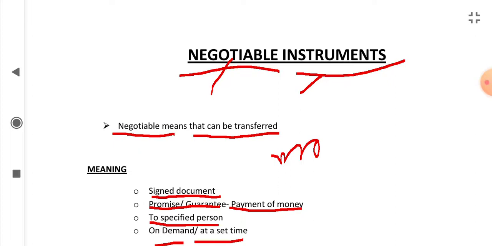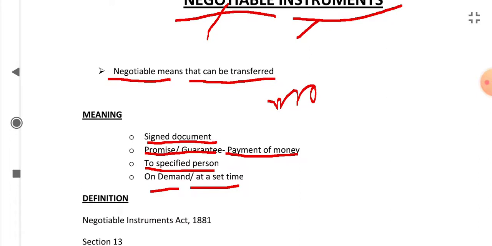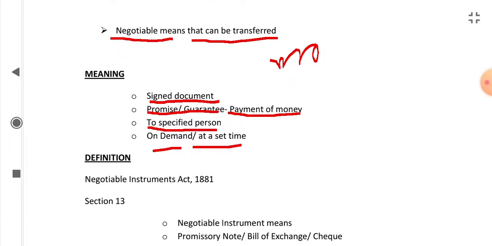If the time period is specified in the instrument, then the payment will be done at a specified time, at a set time. If the time period is not written or any date is not written, then the payment can be done on demand.